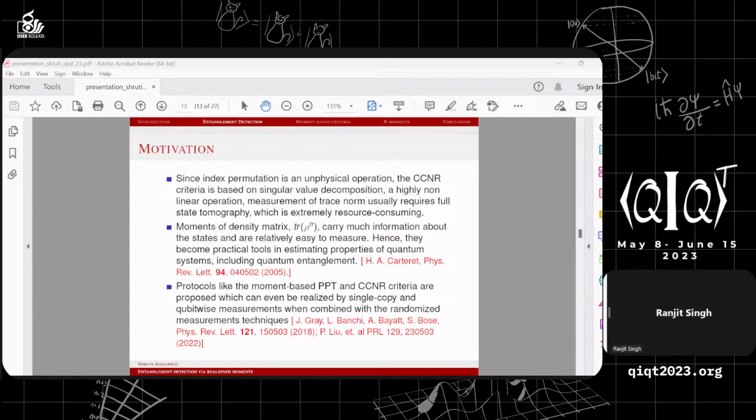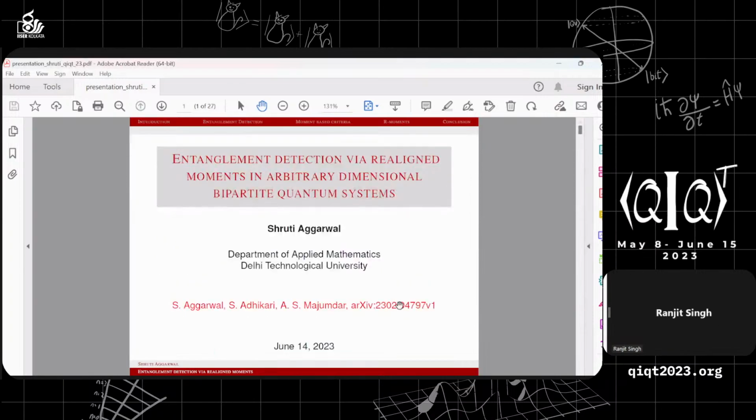Is your work already published, or is it on arXiv? It's on arXiv still. The arXiv number is given here. So if I have some questions, then I can reach out to you. Yes, you can reach out. Okay. Thank you, Shruti.